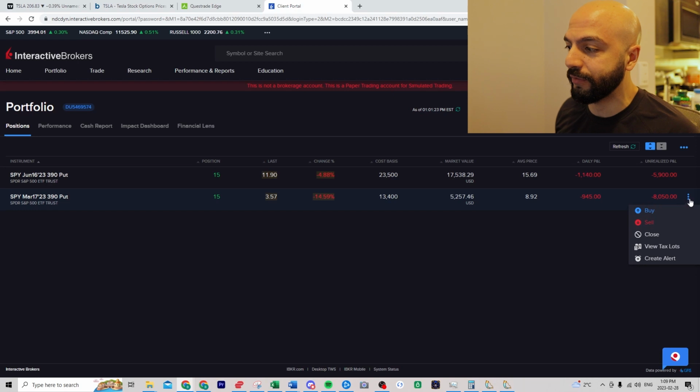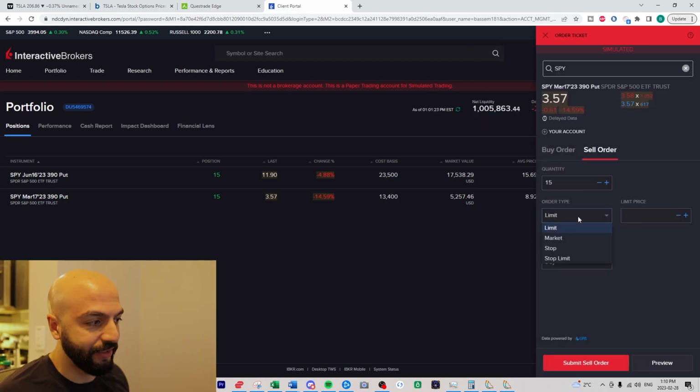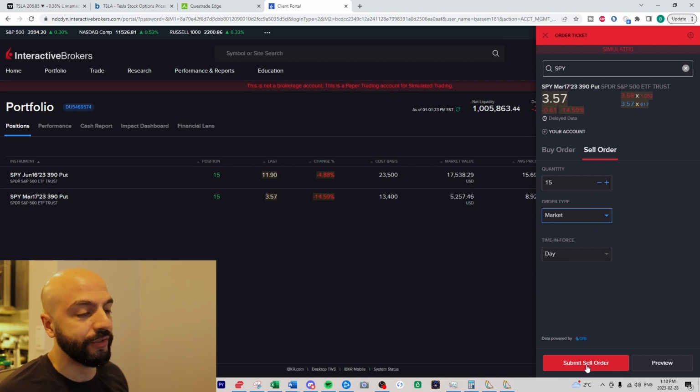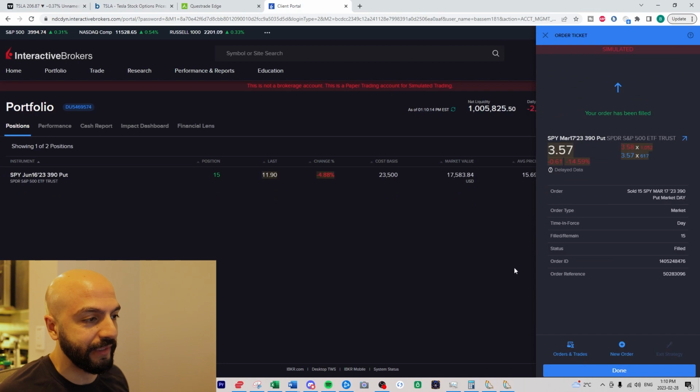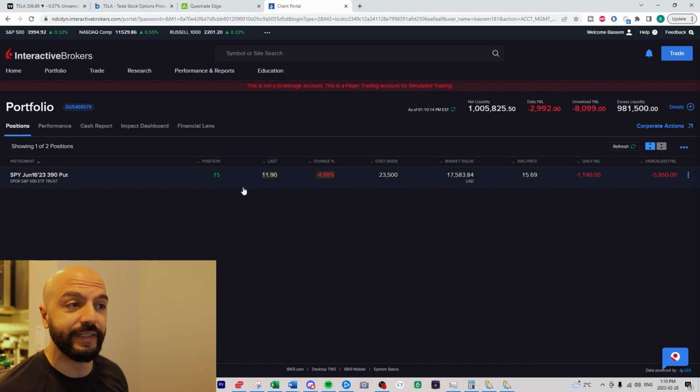With the March puts, what I do like is that there's a button called close. So you don't have to figure out, do I have to buy, do I have to sell? You can click close, and then you could just do a market order and submit sell order to make sure you've done it correctly. I bought these, so in order to close them, you have to sell, but it kind of does it for you. So you could submit sell order and realize that loss. Your order has been filled. I just realized an $8,000 loss. Again, this is my paper trading account.